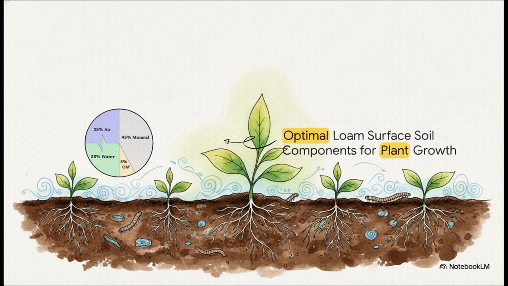Then, the remaining pore space is split straight down the middle. Exactly 25% volume is water space and 25% is air. Now, those proportions of air and water are subjected to rapid and massive fluctuations, and getting that mix right heavily determines the soil's suitability for plant growth.